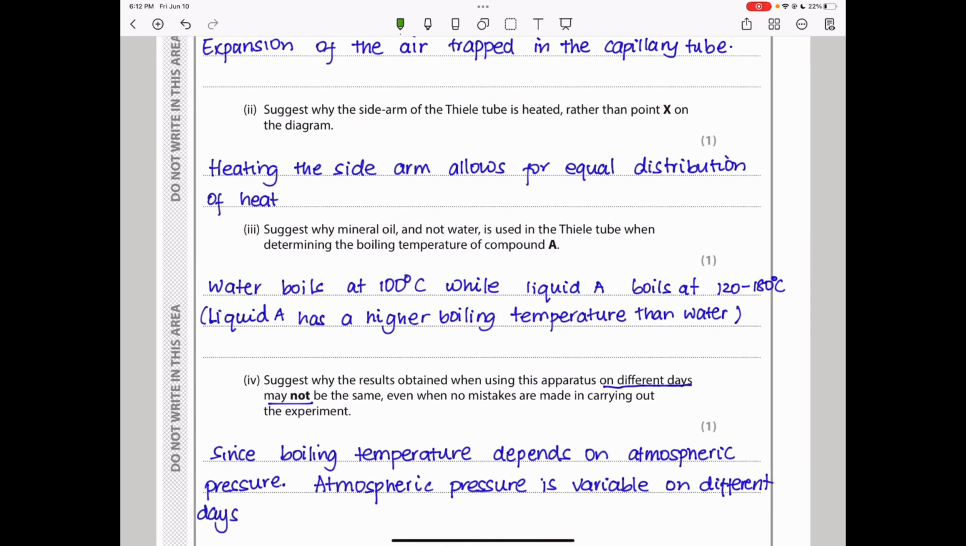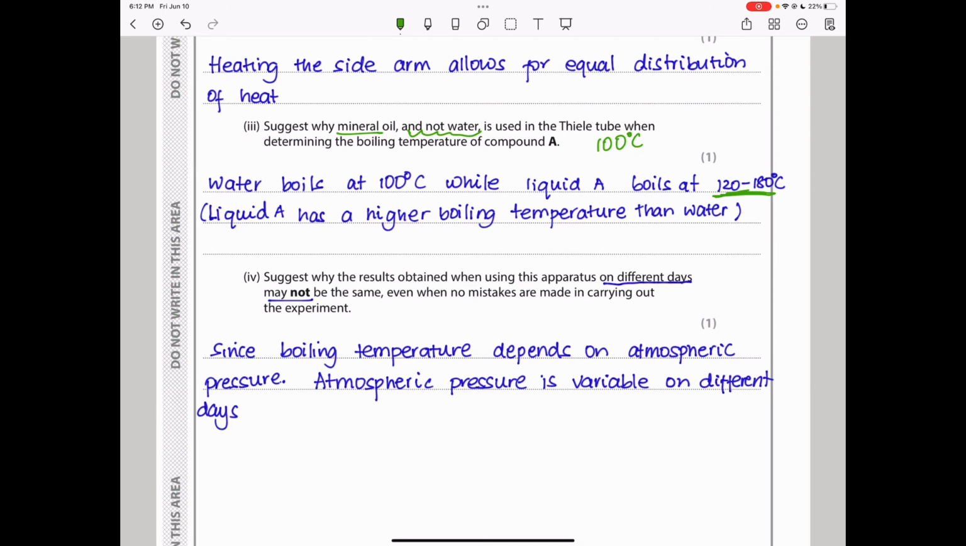Next part suggests why mineral oil and not water is used in the fuel tube. You know, water boils at 100 degrees, yet the sample is going to boil at 120 to 180. This is way higher than the boiling temperature of water, so we need to use mineral oil, whose boiling temperature is higher than the boiling temperature of the sample we are trying to boil.